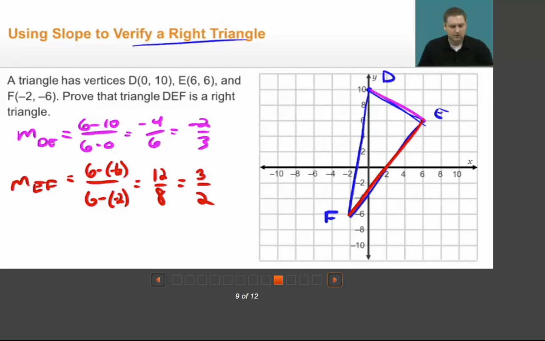Notice that both of my slopes are reciprocals of each other. The numerator and denominator have been switched. The top one is negative and the bottom one is positive. As a result, yes, we have verified these two lines are perpendicular, and as a result, triangle DEF is in fact a right triangle. So see if you can now verify if a triangle is a right triangle.